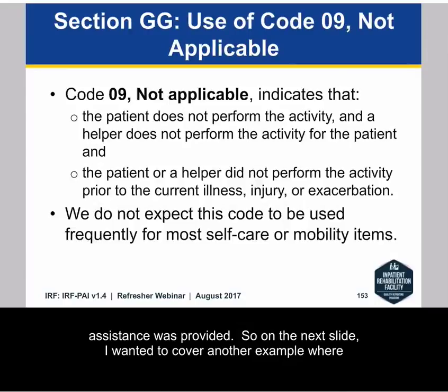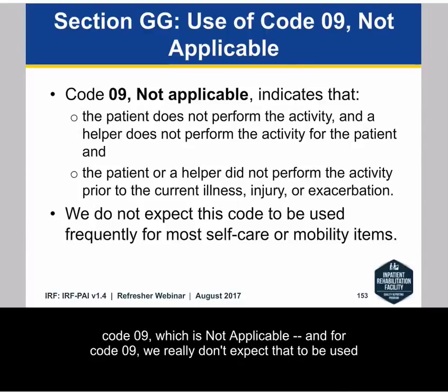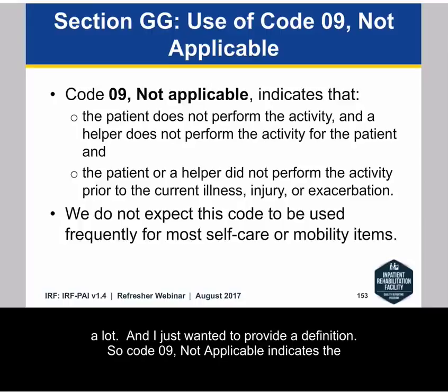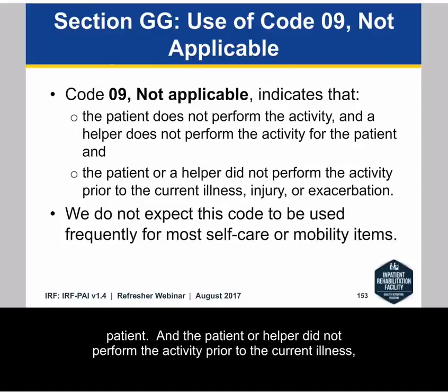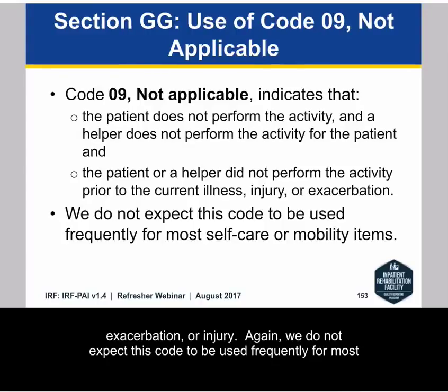On the next slide, I wanted to cover another example, code 9, which is not applicable. For code 9, we really don't expect that to be used a lot, and I just wanted to provide a definition. Code 9, not applicable, indicates the patient did not perform the activity and the helper did not perform the activity for the patient, and the patient or helper did not perform the activity prior to the current illness, exacerbation, or injury. Again, we do not expect this code to be used frequently for most self-care and mobility items.